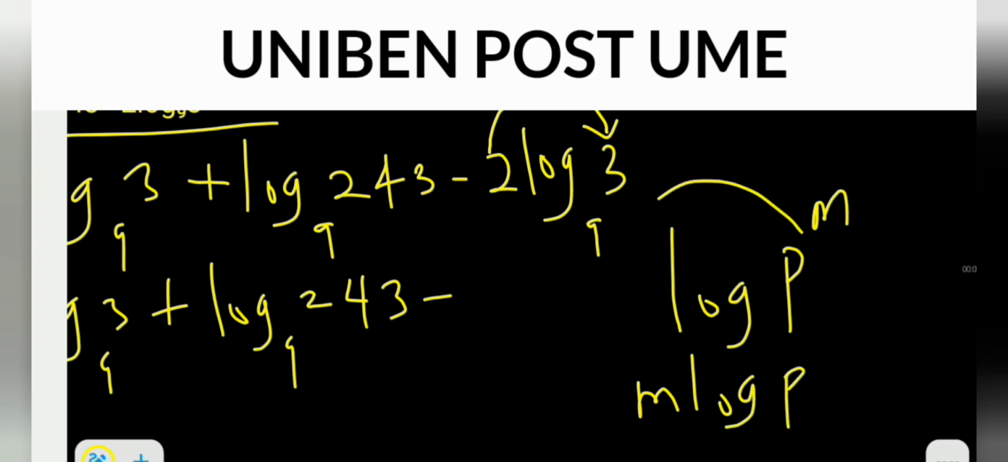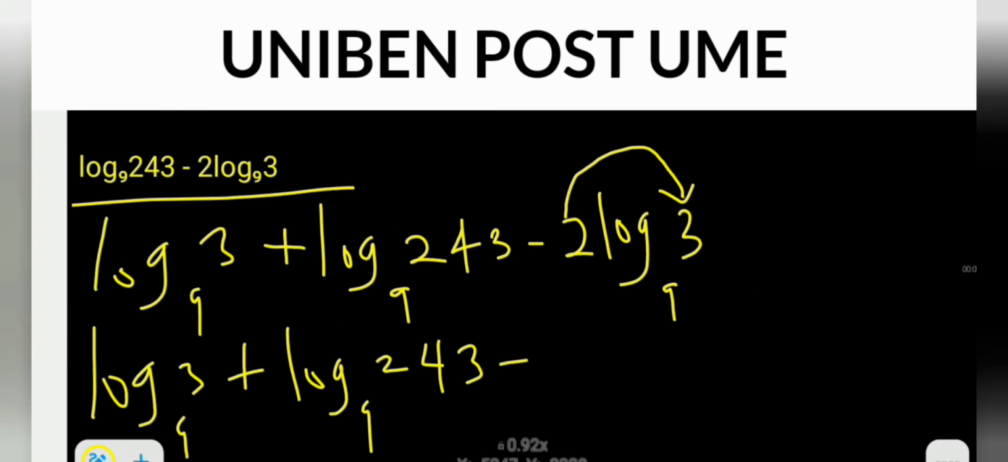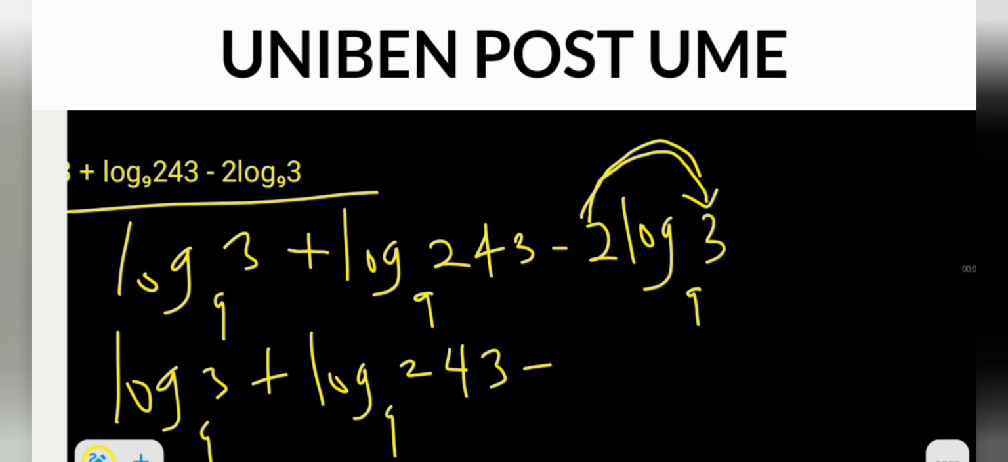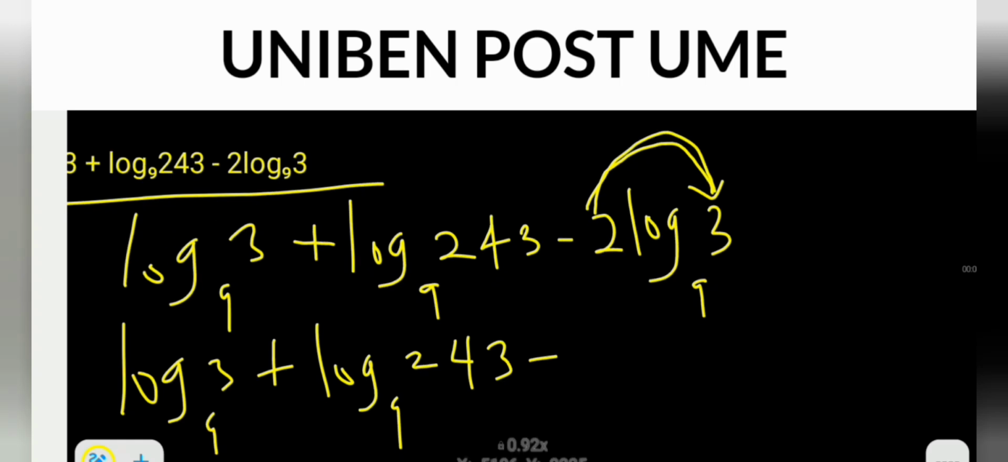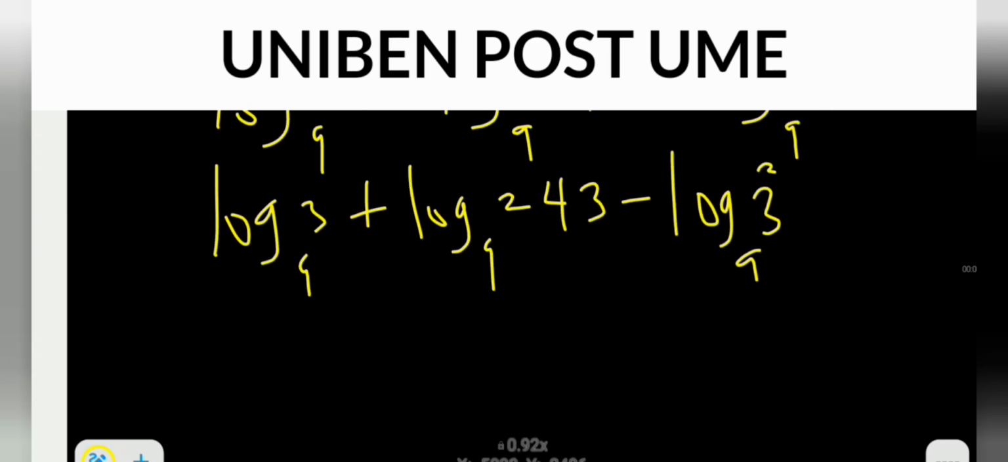This m can move to the back of this log here. So all you have to do is just move it back to how it's supposed to be. So you're moving this 2 back to the top of this 3. By the time you do that, you're going to get log 3 squared, then 9 at the bottom part. Don't forget in your logarithm, plus means times and divide means minus.